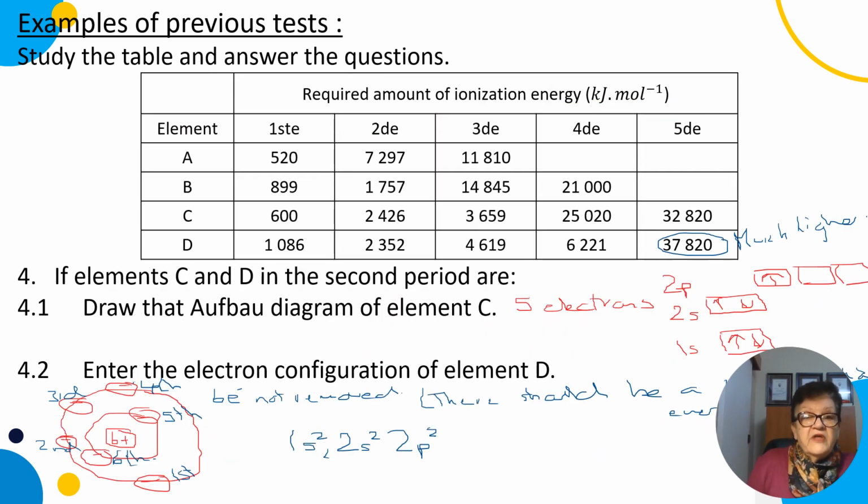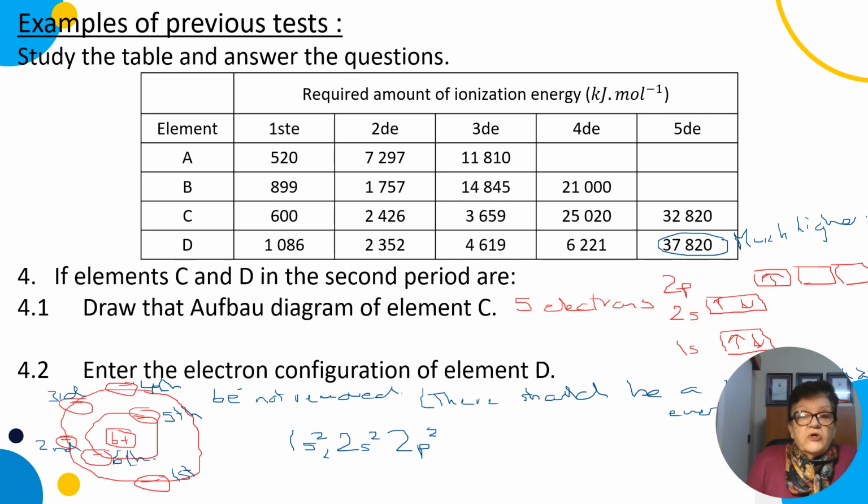Right, then 4.1 says draw the orbital diagram of element C. So you have to make provision for 5 electrons: 1s, and in the little block 2 electrons pointing in opposite directions, representing the first 2 electrons. Then it moves over to 2s, where the next 2 electrons go, and then in 2p only 1 electron, although you have 3 p orbitals there.